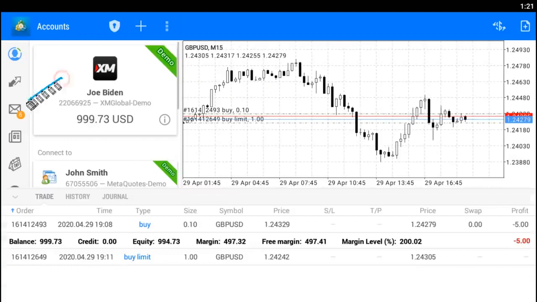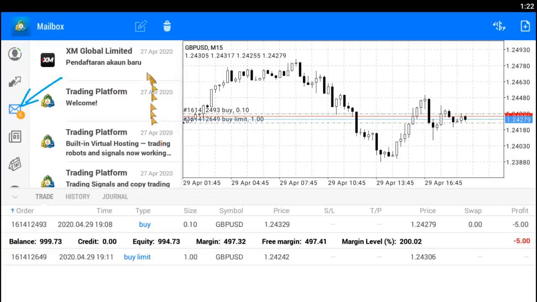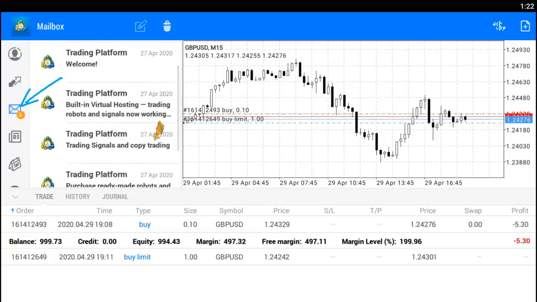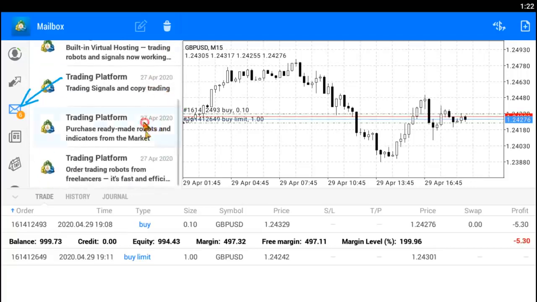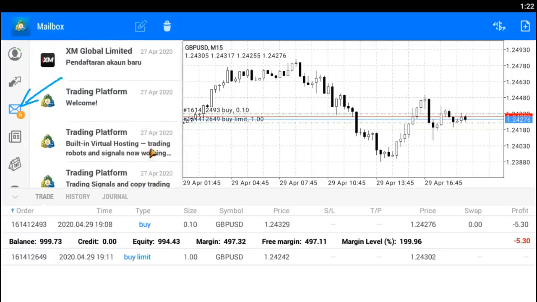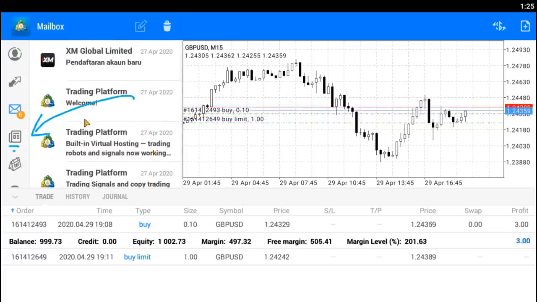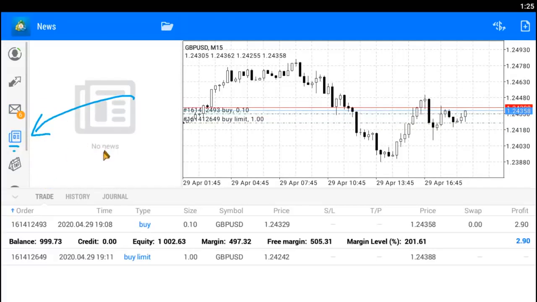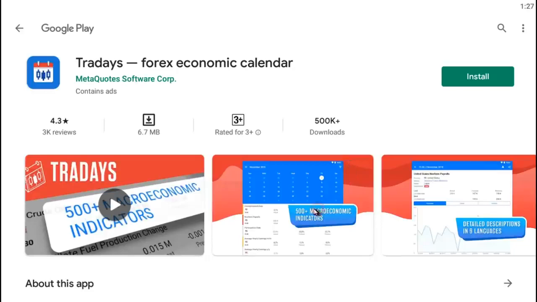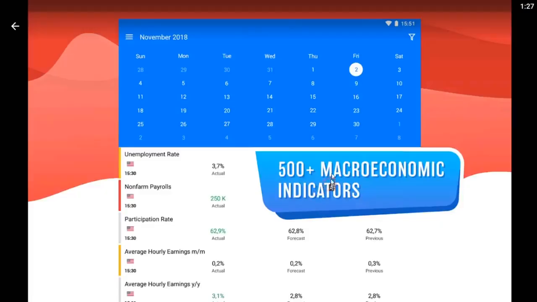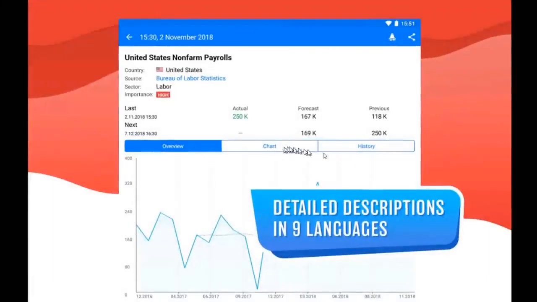On the left side, we have the mailbox. Usually mail or alerts from your broker regarding issues like changes in margin, overnight fees or trading hours. I ignore them because I don't receive them. Then we have the news feed. Depending on your broker, some don't update at all, just ignore them. We have the economic calendar here, which you have to download separately. I'm not installing extra apps on my phone simply because of a lot of data tracking and stuff.